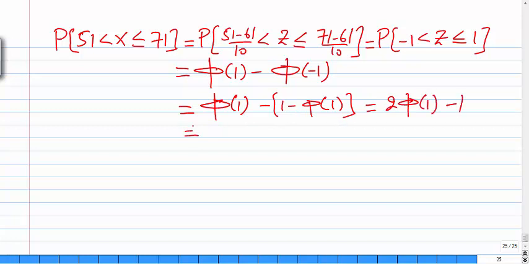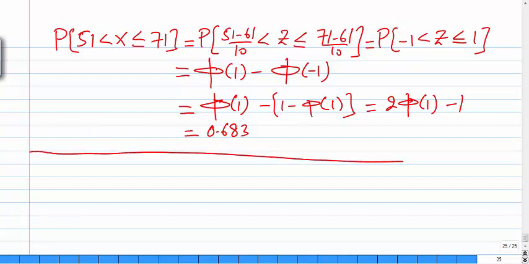Now if we look at the value in the table, double it and subtract 1, it becomes 0.683, which is the answer. So this is the way we can calculate the probability.